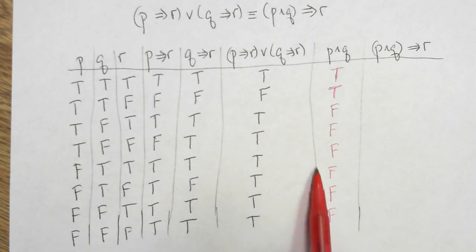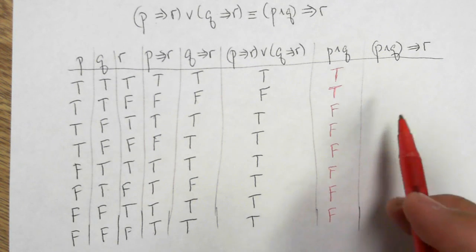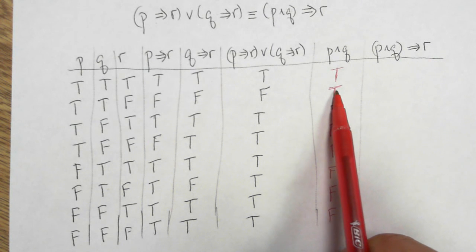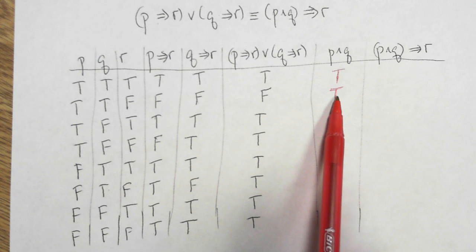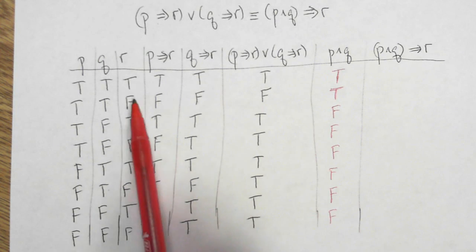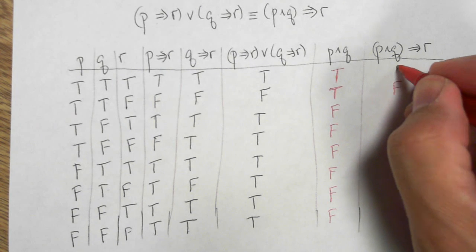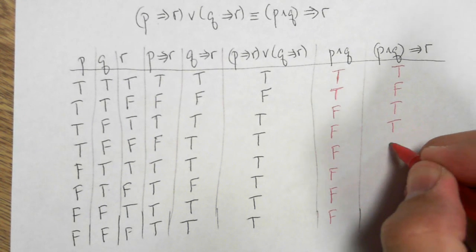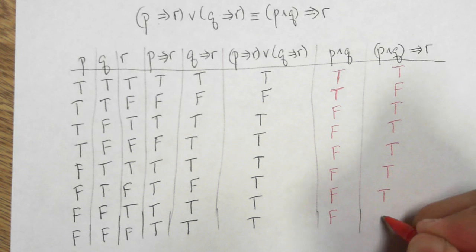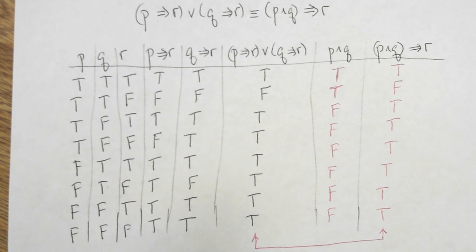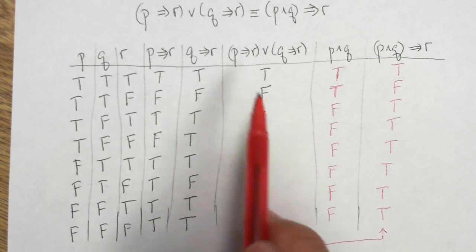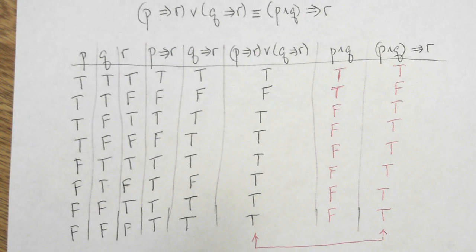Okay, next we come to P and Q implies R. The only way that this implication is false is if the hypothesis is true and the conclusion is false. So that only happens on one line here. True implies false. That's the only way that this becomes false. So that's false. All the others are true. And we see that these two columns are the same. And so that means that the two statements over here are indeed equivalent.